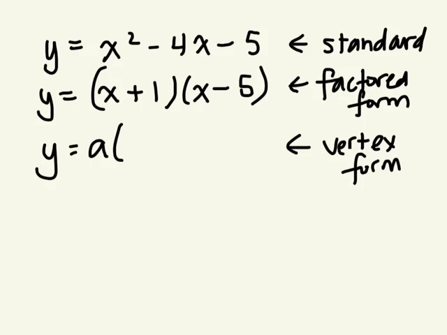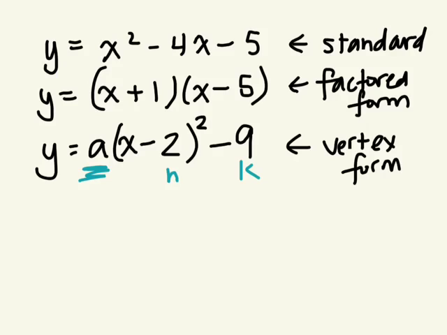Standard form was given, and we found factored form. The question said put it into vertex form. What was the h value of the vertex? It was 2, so h is 2 and k is -9. Well, we need to know A in order to complete vertex form, right? Because we don't know any other points on this parabola, all we know is H and K.